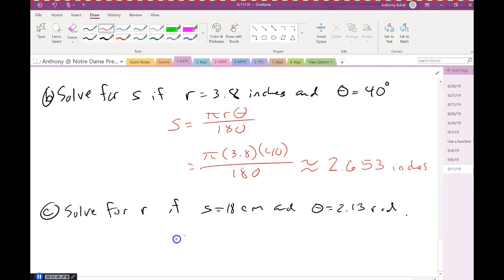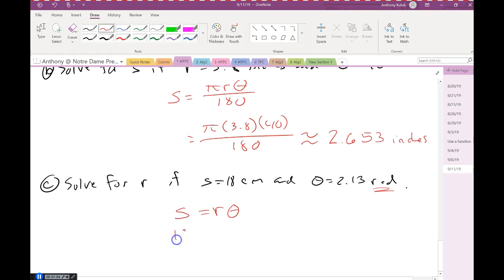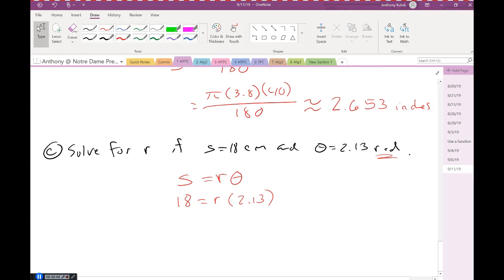The first formula. Again, we know that because we're in radians. But this time we have to solve for r. So if I divide both sides by 2.63, I get that 8.451 is approximately r. Everybody okay with that?